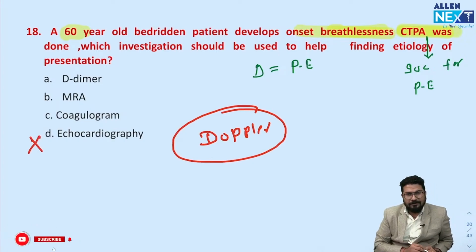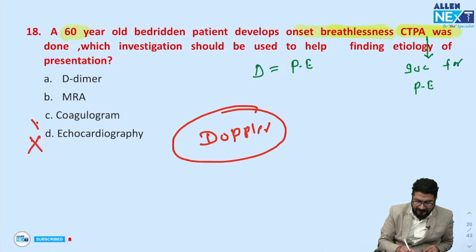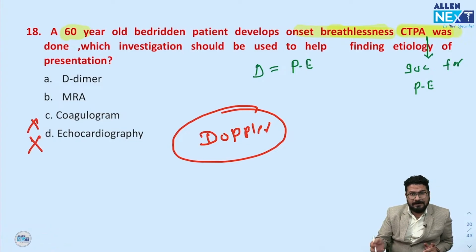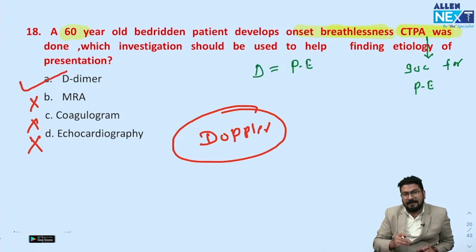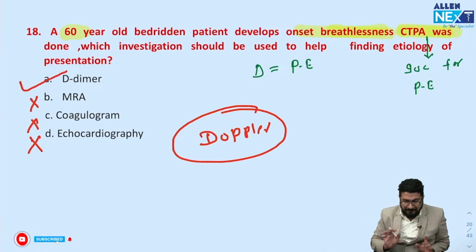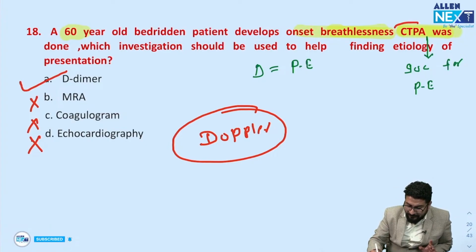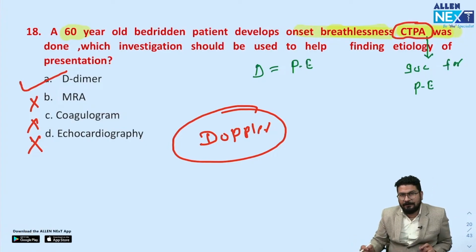Echocardiography, no. Coagulogram will not give any significant finding. MRI is not needed because we have already confirmed the diagnosis with CTPA. So what can help is D-dimer, we can do that. That can help in confirming a diagnosis. But remember, the diagnosis is already confirmed, so D-dimer will just help you make a diagnosis.